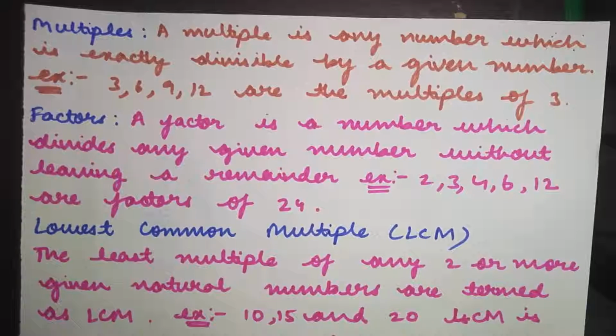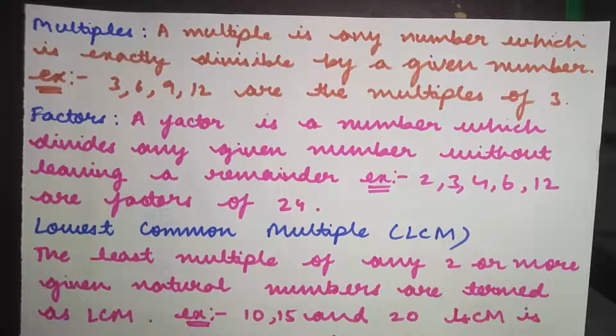What are multiples exactly? A multiple is any number which is exactly divisible by another given number. Like 3 or 6 are multiples of 3. And a factor is nothing but a number which divides another number, leaving no remainder, that is zero. When we get zero remainder by dividing another number, that number is said to be a factor of the given number. Let's say we have 24. So factors of 24 can be 2, 3, 4, 6 and 12. 1 is also a factor of 24.